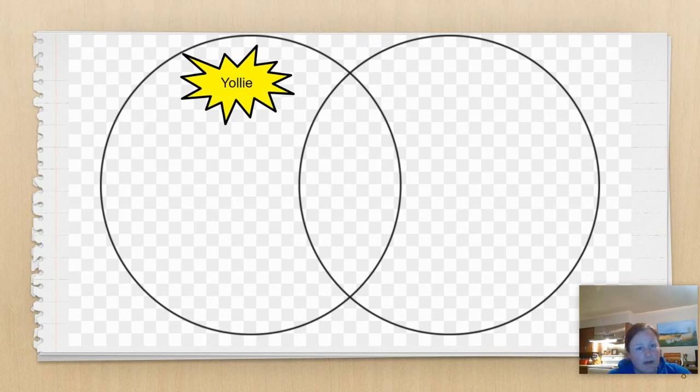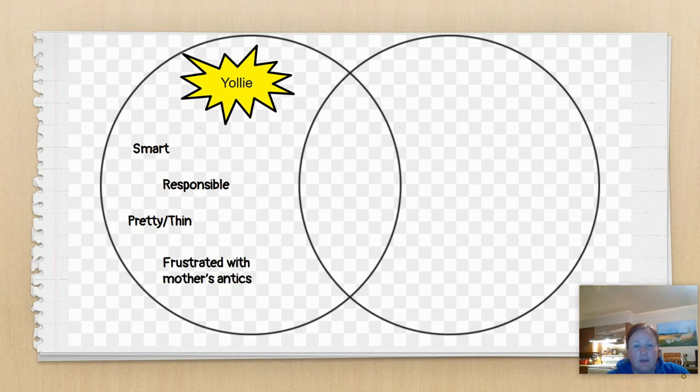These definitely are not all of the similarities and not all of the differences. I only brought in a little snapshot of the text. Definitely you need to go back into the text and look for more evidence for each character. But let's talk about what we saw for Yollie. We saw that Yollie was smart, responsible. She was on the crossing guard, which tells me that she was responsible. She's pretty, thin, and she's frustrated with her mother's antics. We didn't have text evidence for that, but I'm sure that you picked up on that in the story, and you can find evidence for that.